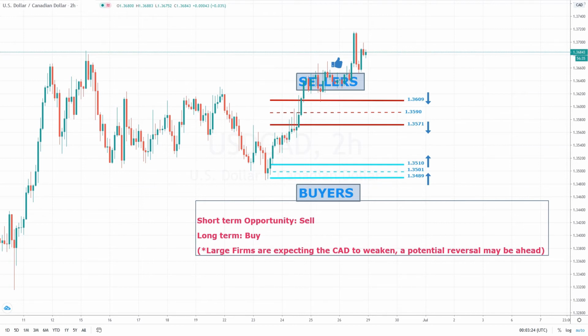Now, we need to see what large firms are expecting to happen, and how the big firms are moving their money around. We also need to pay attention to interest rate decisions, GDP and other economic figures.